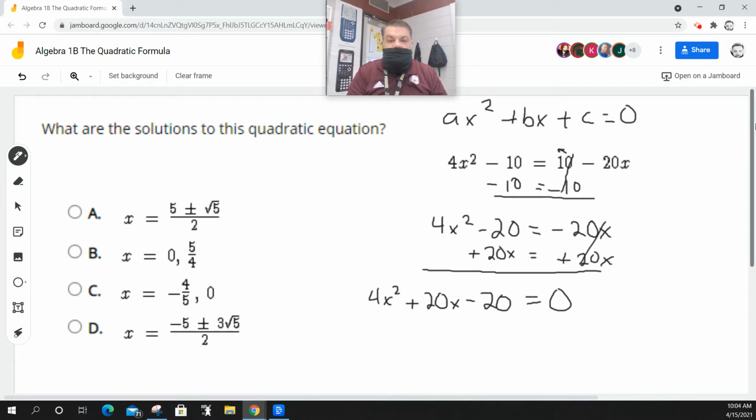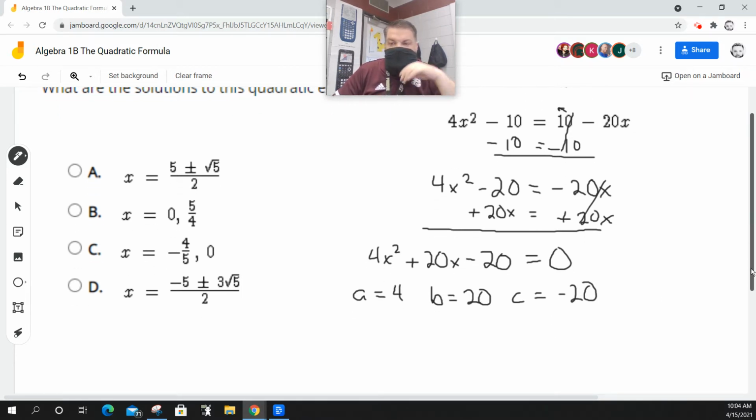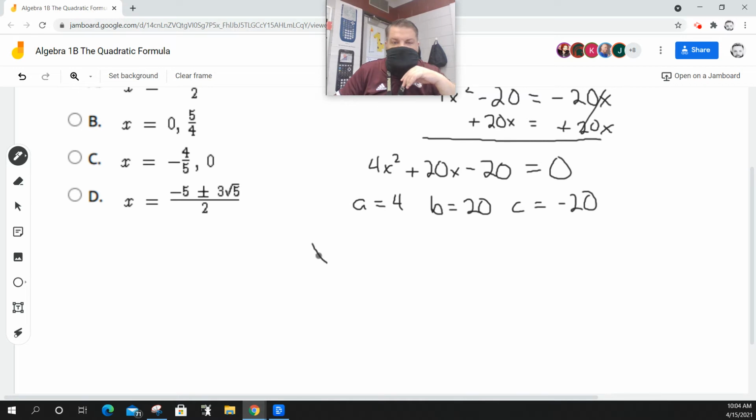So now this whole thing is set up to where I can use that formula. So to use the formula, I'm going to say A is equal to 4, B is equal to 20, and C is equal to negative 20. Okay, that's good. And then I'm going to say that x is equal to negative b plus or minus the square root of b squared minus 4ac all over 2 times a.